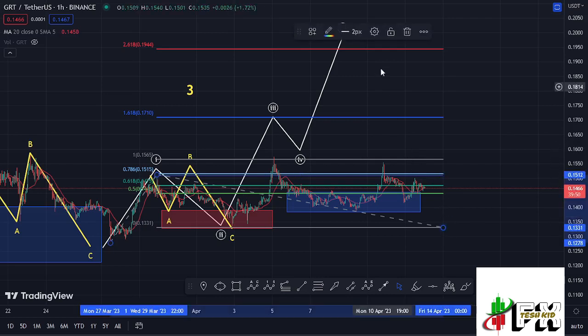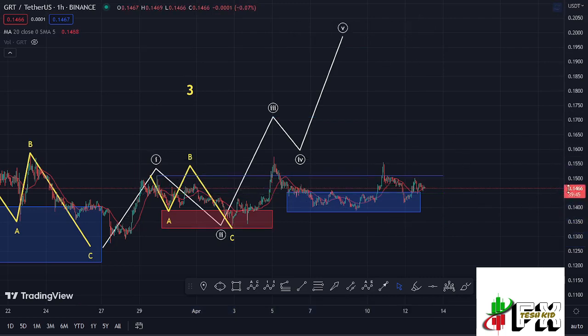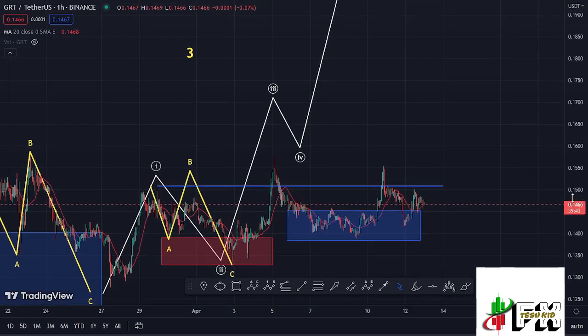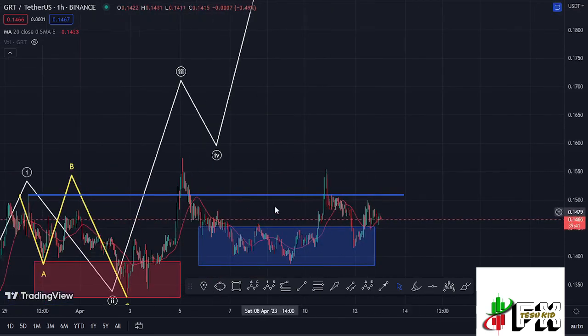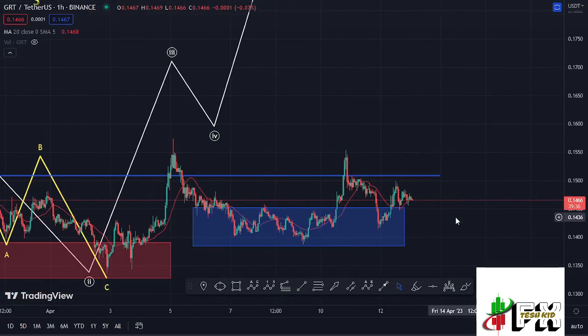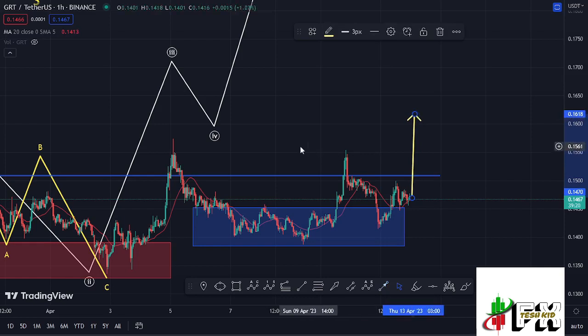And for that move to also play out, there are key moves that we need to keep our eyes on, and the first one is a break above the wave 1 high, which lies at around the $0.1507 mark. And the moment we manage to break above the wave 1 high and continue holding above it, then there are high chances that GRT is going to see the $0.17 mark, which is the target area for that higher Elliott wave count 3. So that is what I'm expecting here on the short-term scenarios and also on the long-term scenarios.